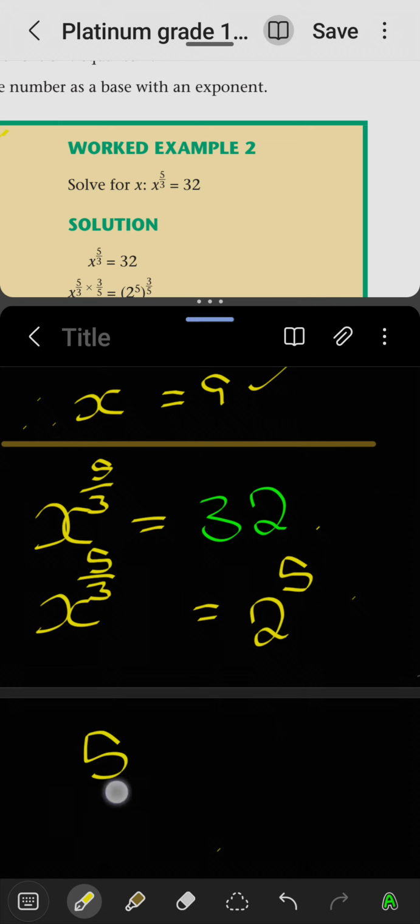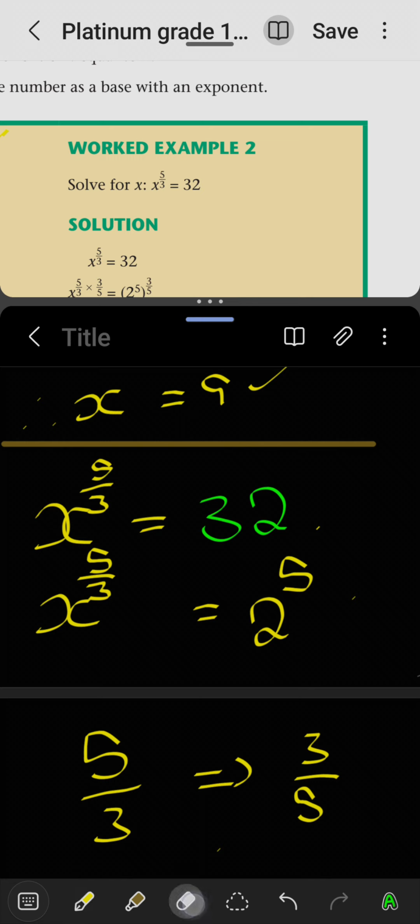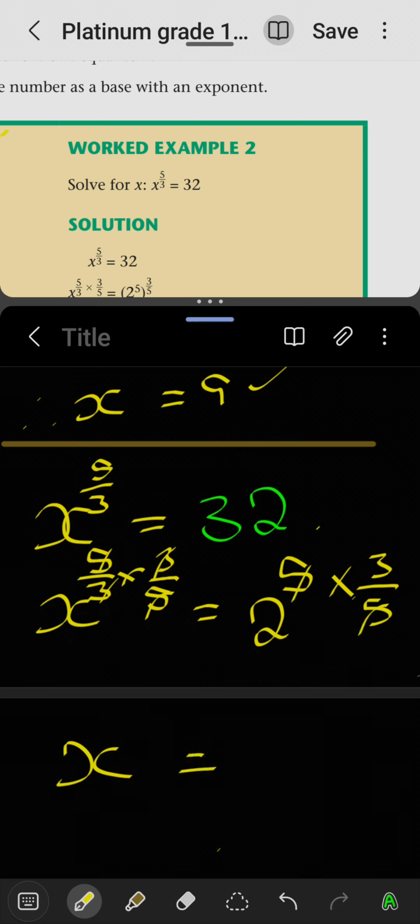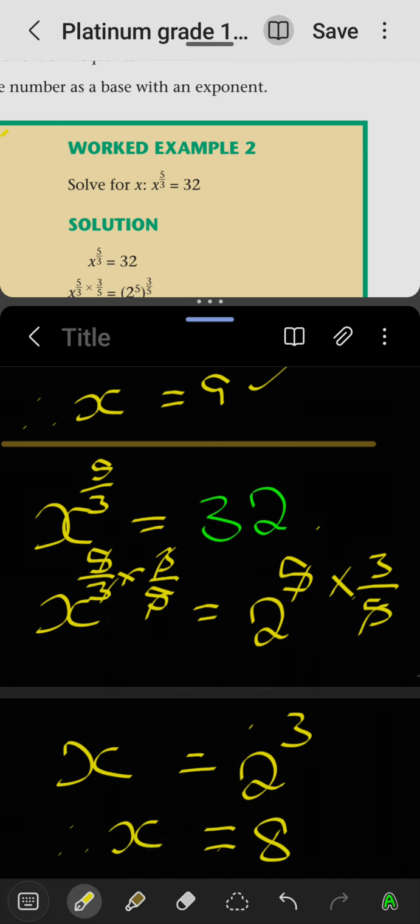Here we've got that exponent, which is 5 over 3. On the right hand side, we've got 2 to the power of 5. Now the reciprocal of 5 over 3 is 3 over 5. So multiply both sides by that reciprocal. We are going to multiply by 3 over 5 both sides. Then this will cancel that, you'll be left with x, and 5 will cancel 5, we'll be left with 2 to the power of 3, and 2 to the power of 3 is 8. Therefore your value of x is going to be 8. And again, look at this: the numerator is an odd number, and the value of x is only 1.